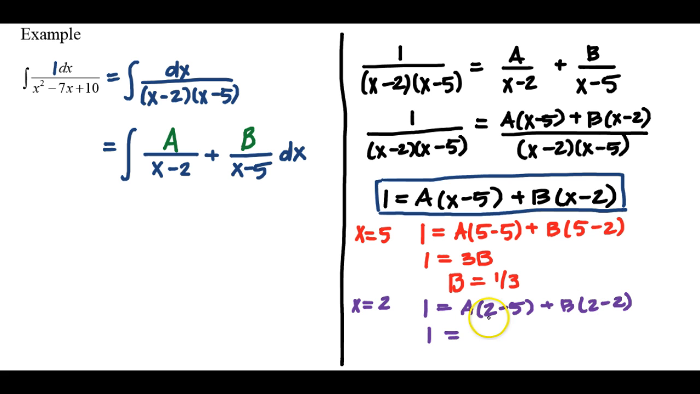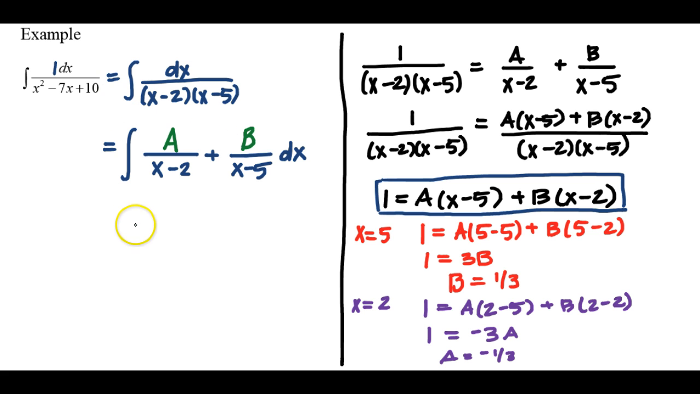So I get 1 equals negative 3a. So in other words, a is negative 1/3. So a is negative 1/3, b is positive 1/3. We're going to take those and plug them back in over here.